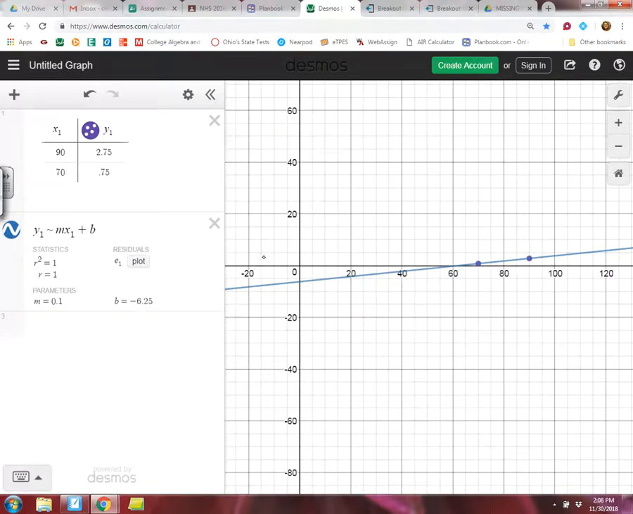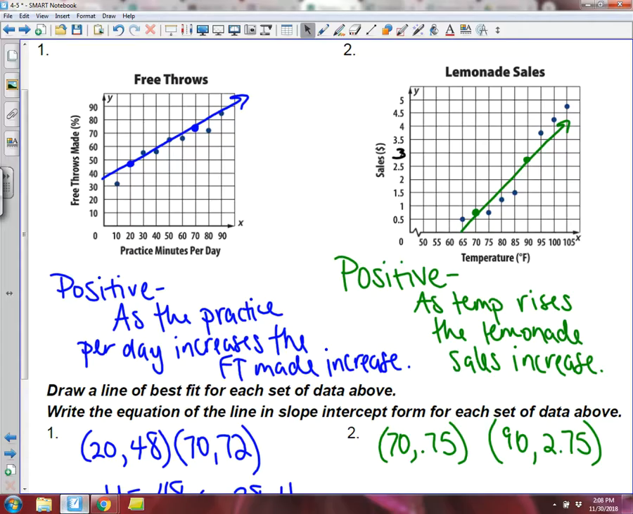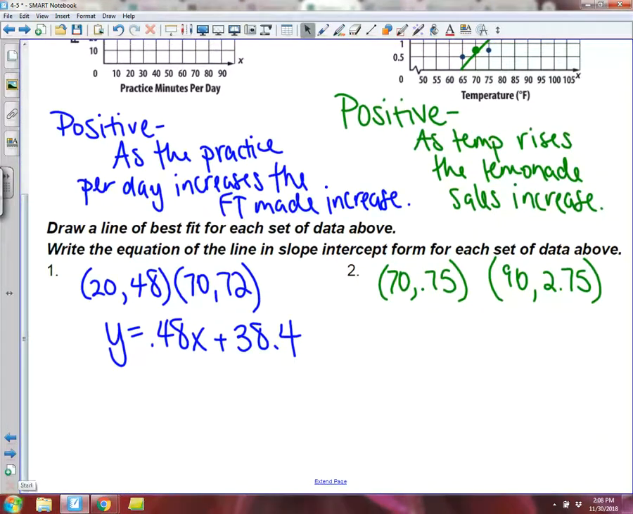Is this not very steep? Which means my slope better be really little. Is my slope really little? Yes, it is. Everybody see that okay? Are you ready to write an equation now? Yeah, all the information you need is now right in front of you. There's the m and there's the b. So, what is your equation?